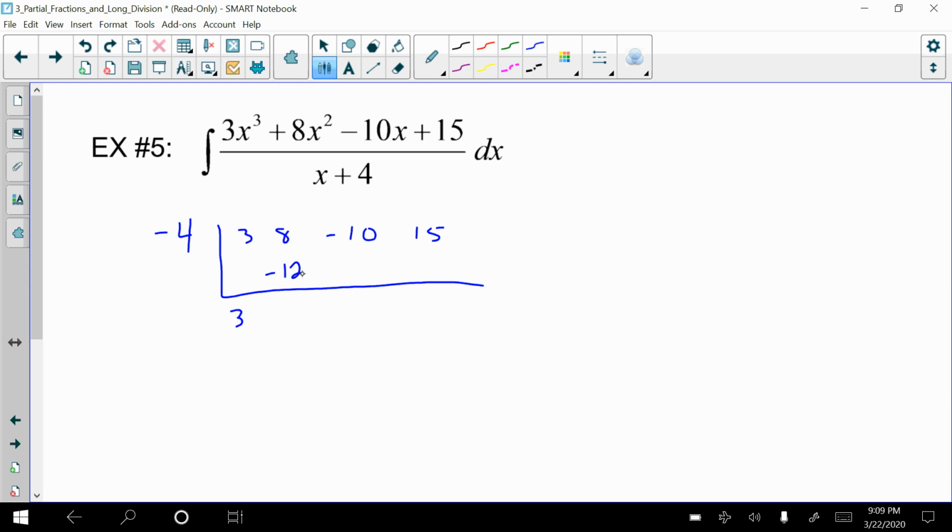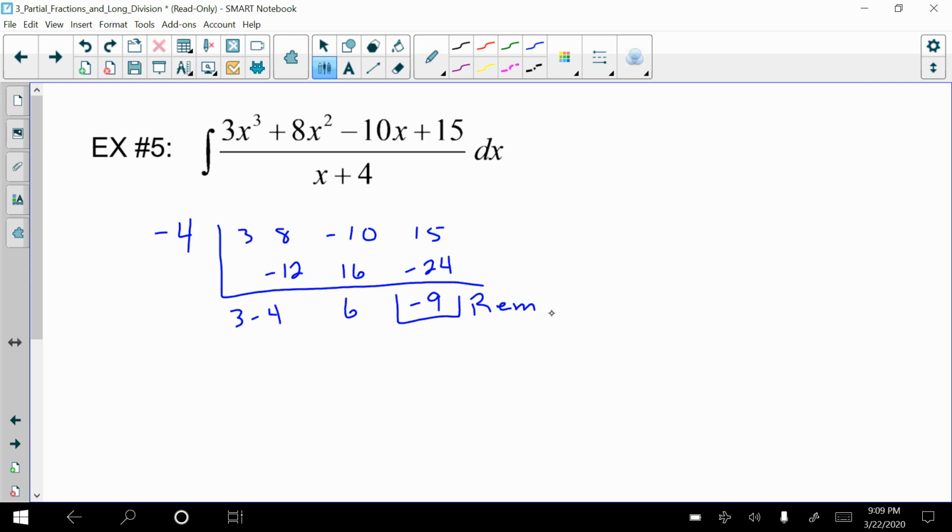We add those numbers together and that'll give me a -4. And then I multiply again, which will give me a +16, and add those numbers, which will give me a +6. Multiply again, which will give me a -24. And then finally add those, and I get a -9. Well, this number right here, the last number, that is your remainder. And that's essentially where we stop now.